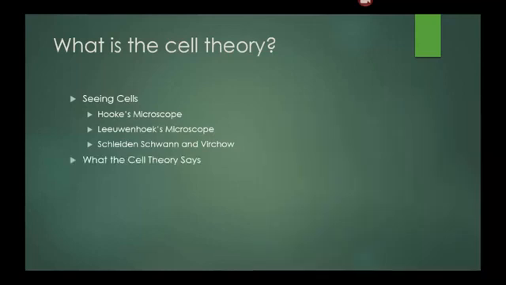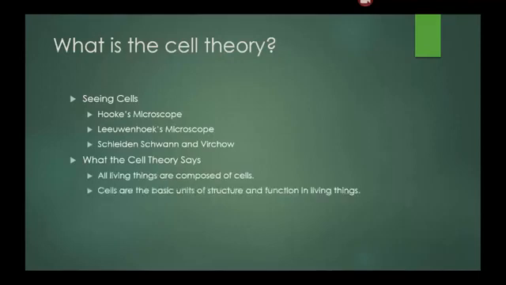So what does the cell theory say? The cell theory states the following. All living things are composed of cells. Cells are the basic units of structure and function in living things, and all cells are produced from other cells. Living things differ greatly from one another, but all are made of cells. The cell theory holds true for all living things, no matter how big or small.